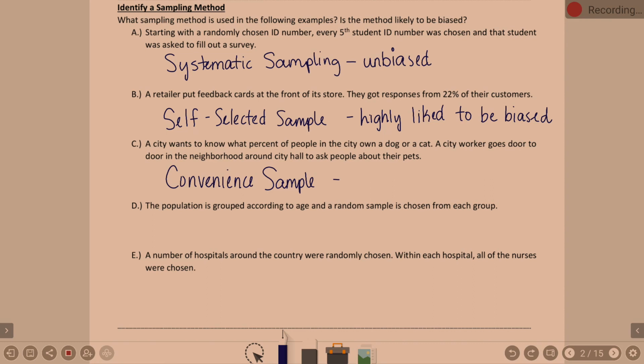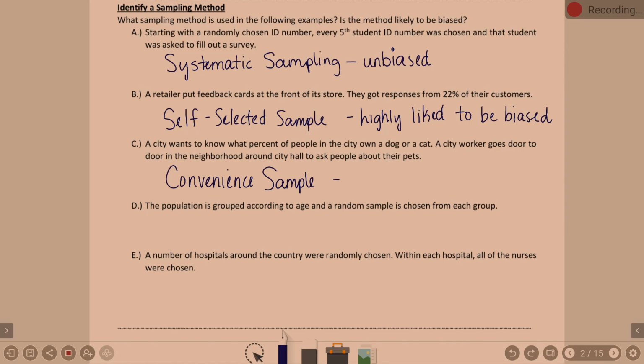What about bias in this one? Hard for it to be biased. Do you have a cat or do you not? Okay. But maybe the neighborhood around City Hall is wealthy, so they can afford to have more pets. Okay. And this is a tough one because with convenience samples, I tend to think of them being more likely to be biased. However, in this scenario, even though it was convenience, the city worker just went door to door right there around City Hall, it was still random door to door, wasn't it? Okay. So this one, I don't know.